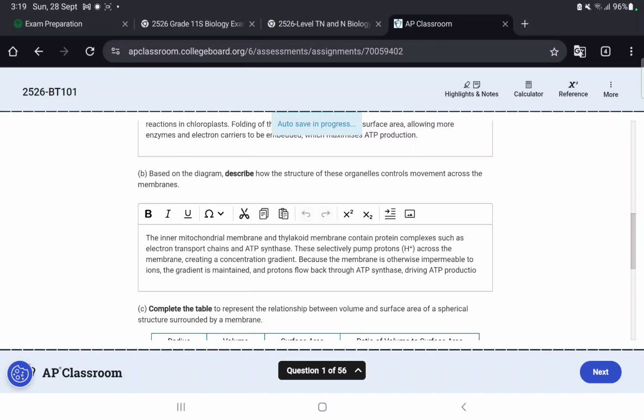Based on the diagram, describe how the structure of these organelles controls movement across the membranes.